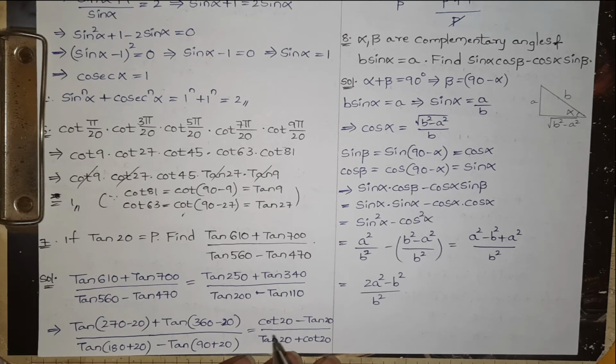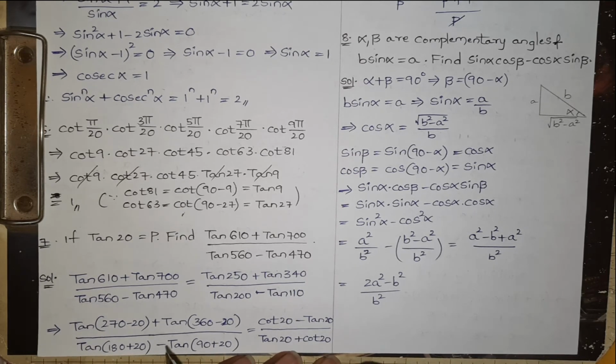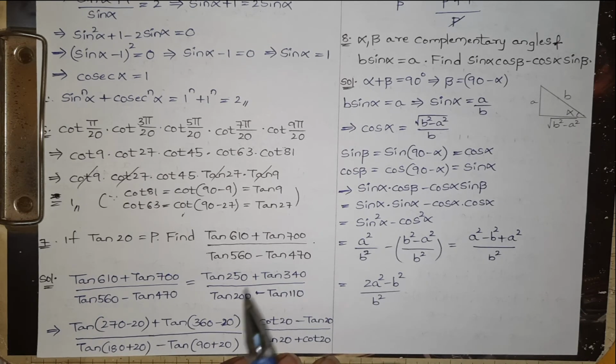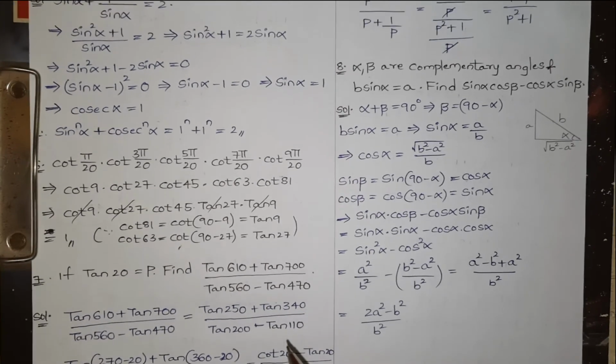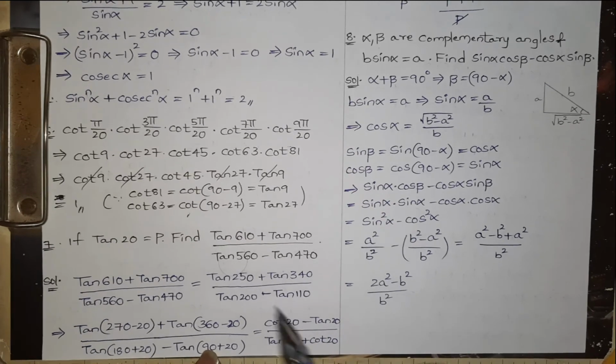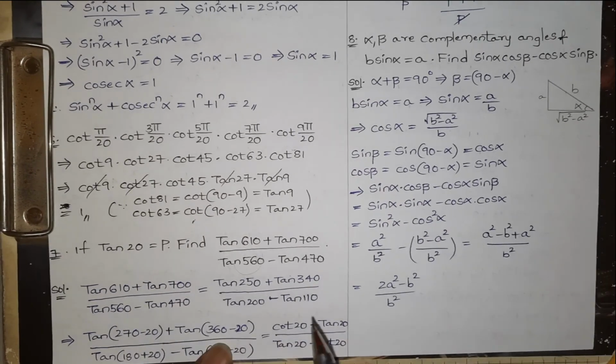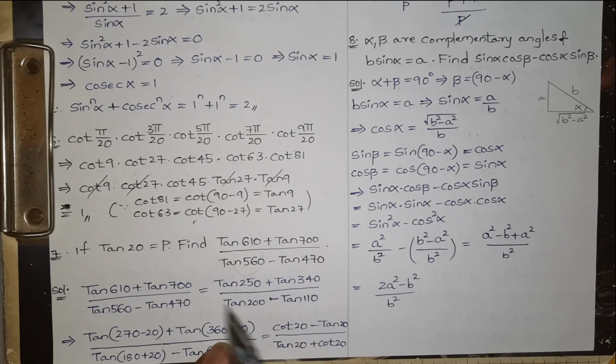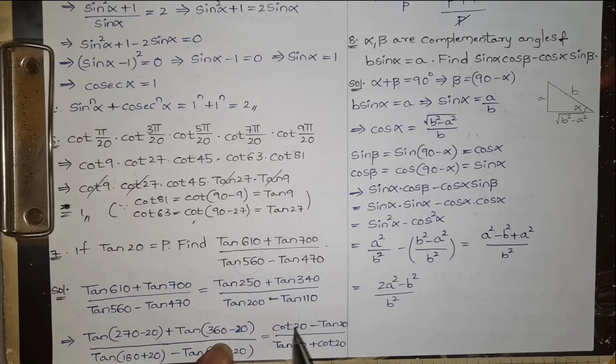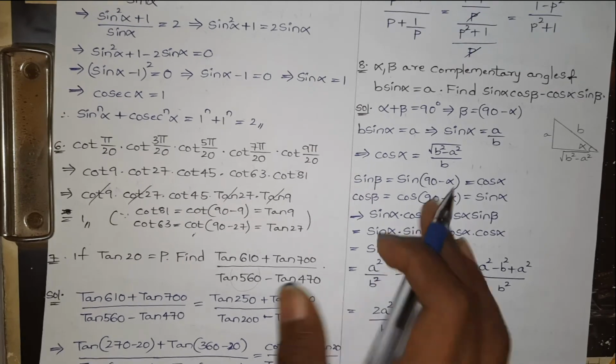Minus cot θ means here already minus is there, so it will become plus. So tan(90 + 20) is −cot 20. So we have to substitute all these values. Given tan 20 value is p, cot 20 obviously becomes 1 by p.